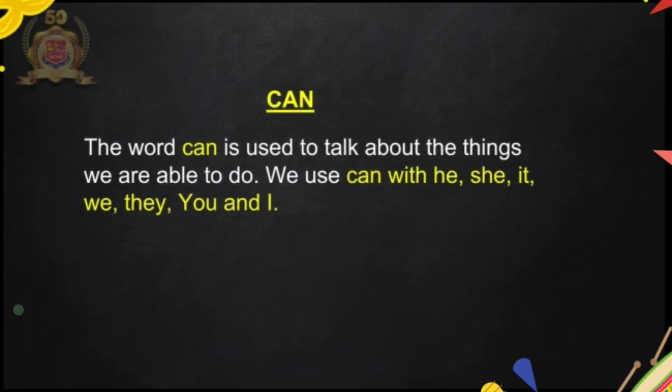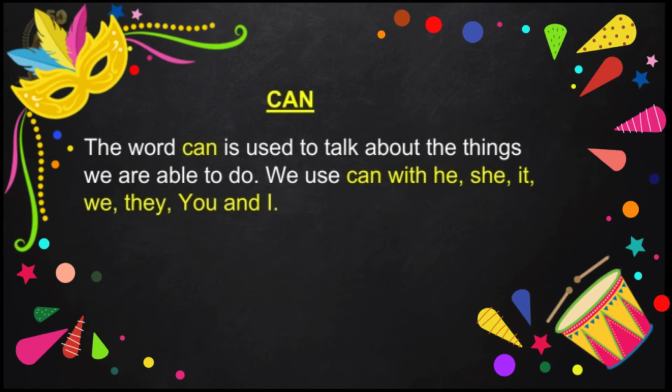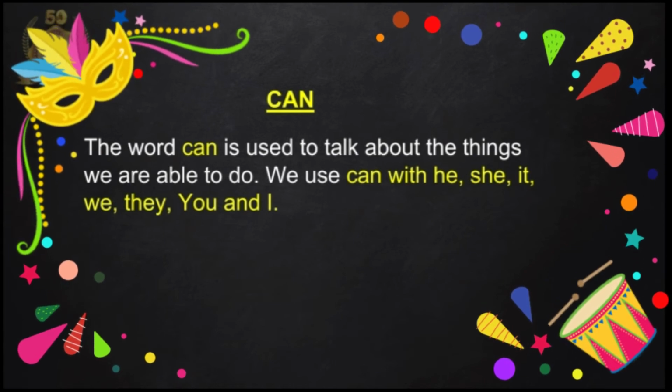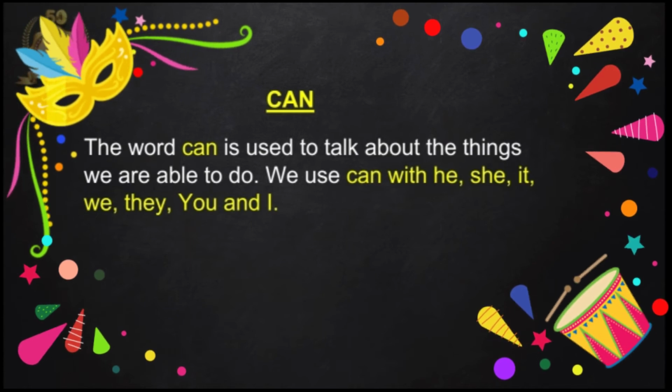Let's see the use of can. The word can is used to talk about the things we are able to do. We use can with he, she, it, we, they, you and I.